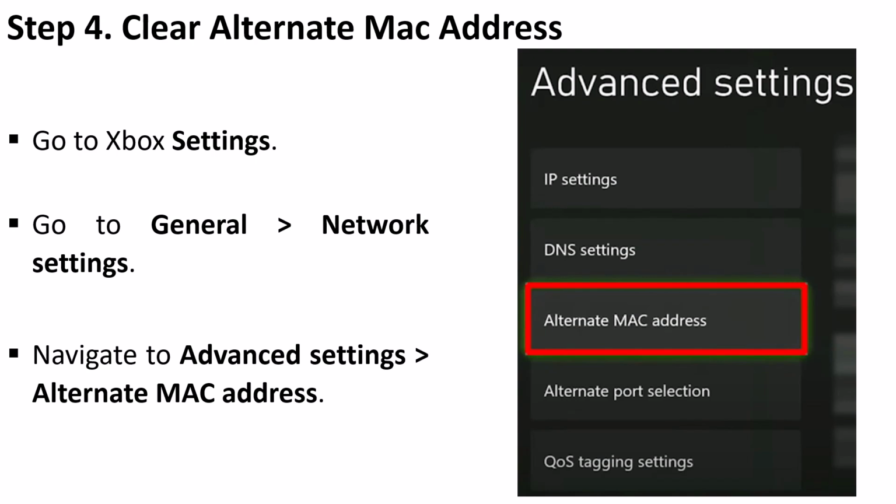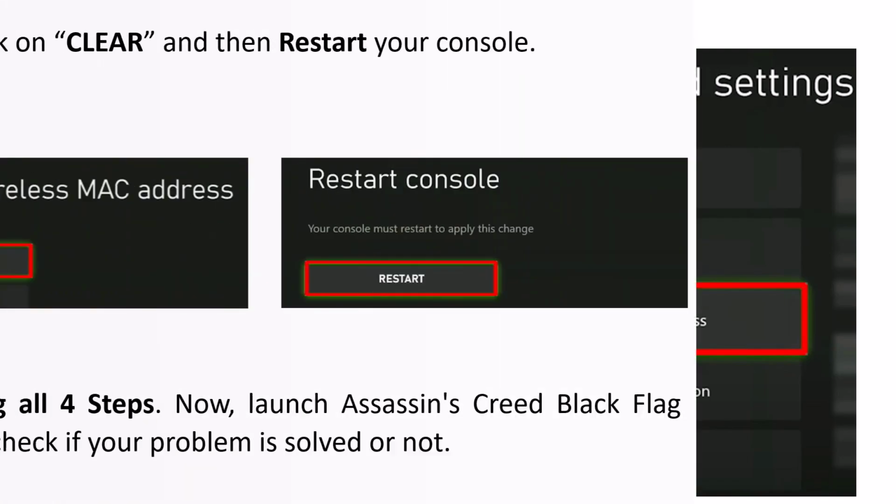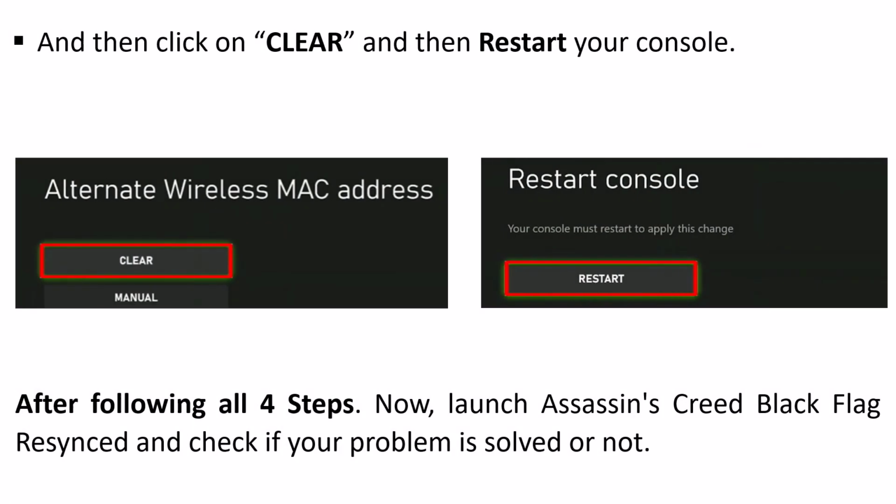And step 4 is to clear alternate MAC address. Go to Xbox settings, go to General, Network Settings, navigate to Advanced Settings, alternate MAC address and then click on clear and then restart your console. Now after following all the 4 steps, you can go ahead, launch the game and check.